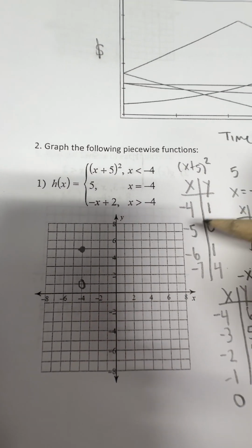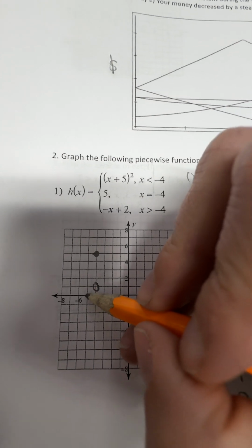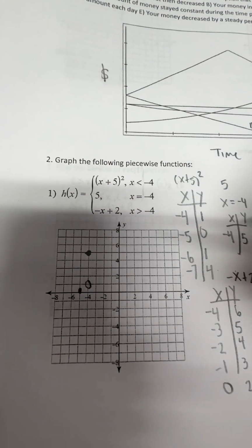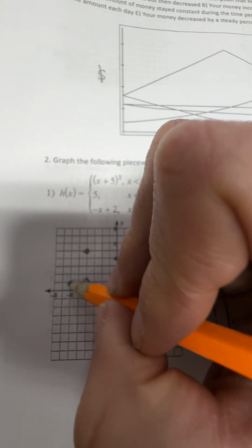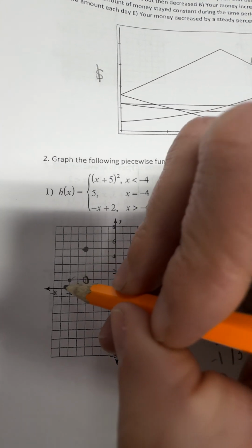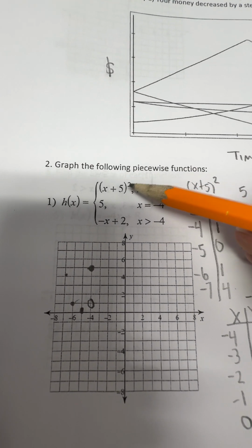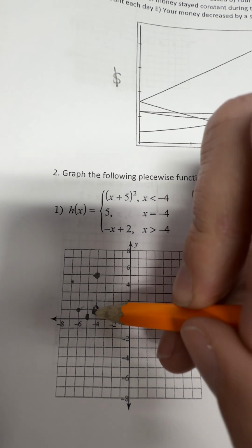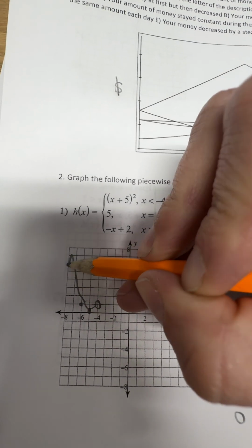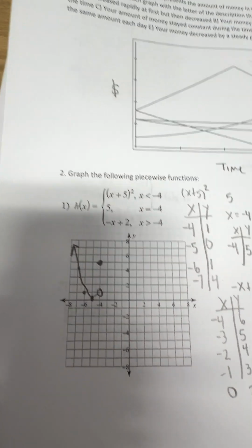It's open. Now -5, 0 is right here. And then I have -6, 1. And then I have -7, 4, which is up here. And you can see that this is going to be a quadratic. You already knew that because of the 2. I'm going to go ahead and graph it like this, and it's going to have an arrow because it's going to go forever.